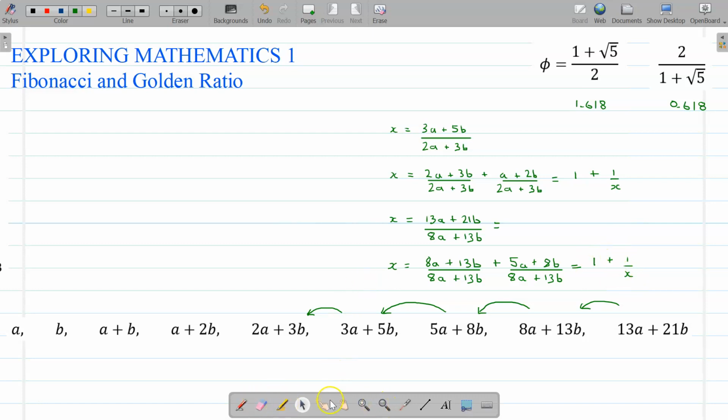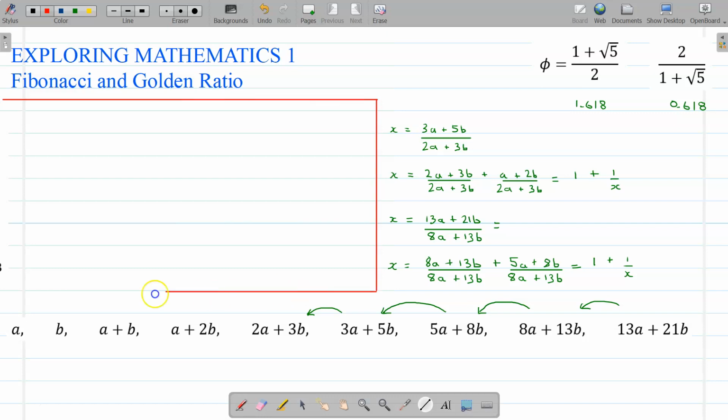So I'm just going to go across here now to do that, and I'll use a different color here. We'll maybe just make a box around it there like that. Okay, so you can see how that comes about. I think this is a really fascinating piece of mathematics. So what we've said is that x equals 1 plus 1 over x.